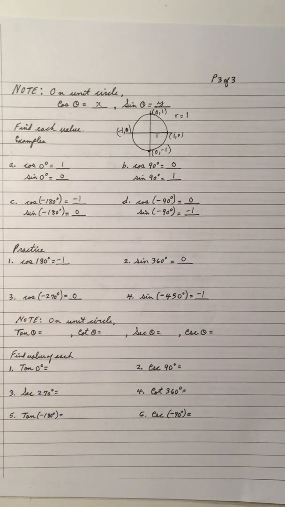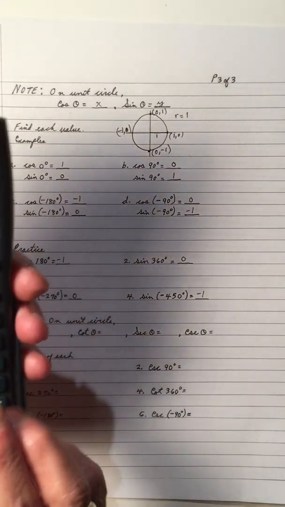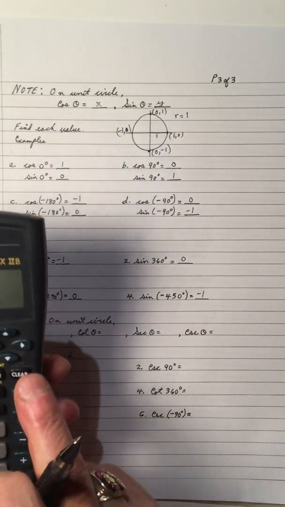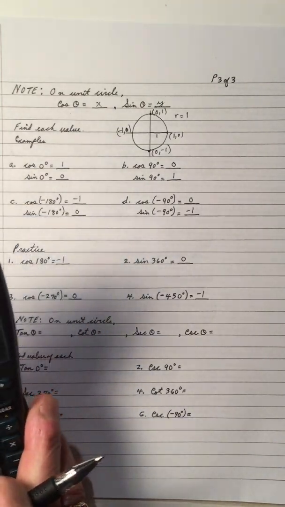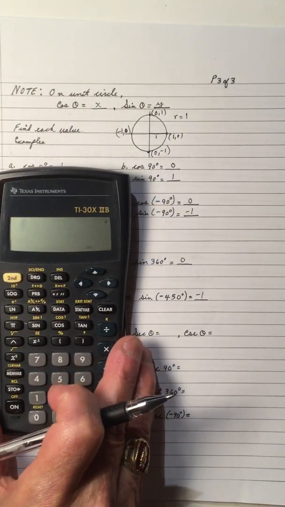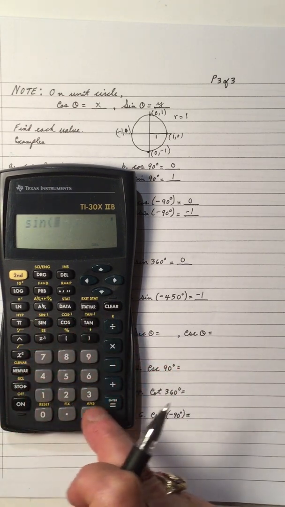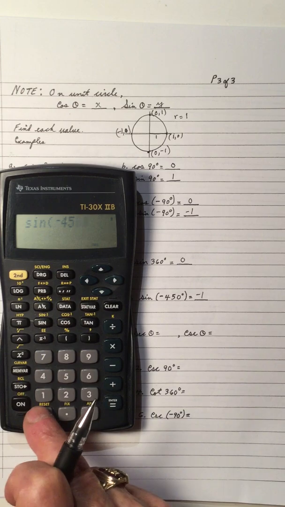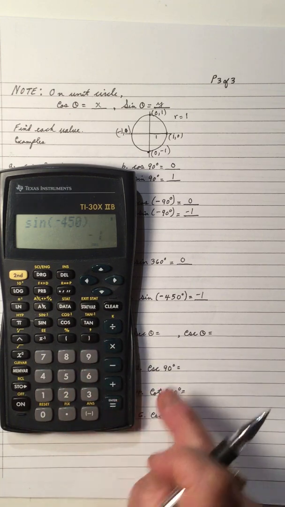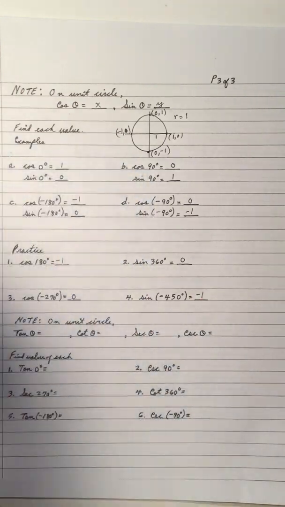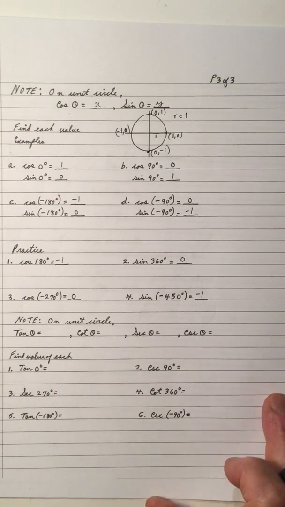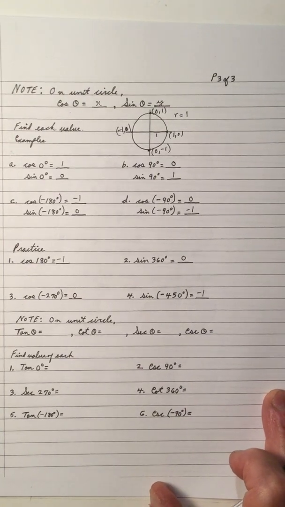I'll just check with my calculator very quickly just to see. Here we go. Clear it. Just to make sure. Sine of negative 450. See if we're right. It works out to be negative 1. So you can check with your calculator to make sure. Okay, let's continue.